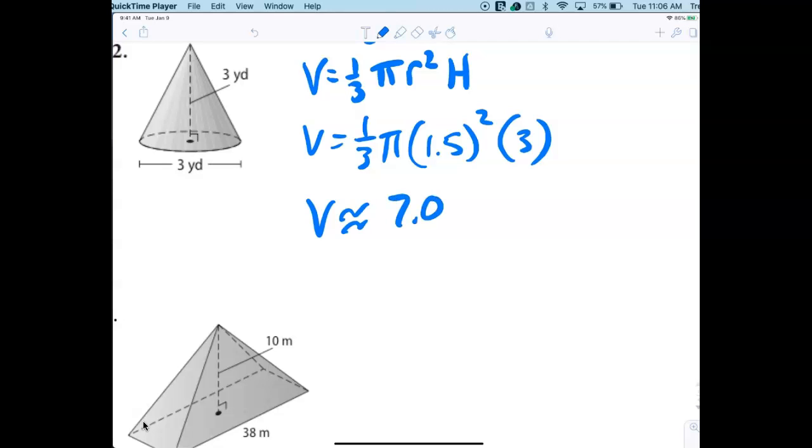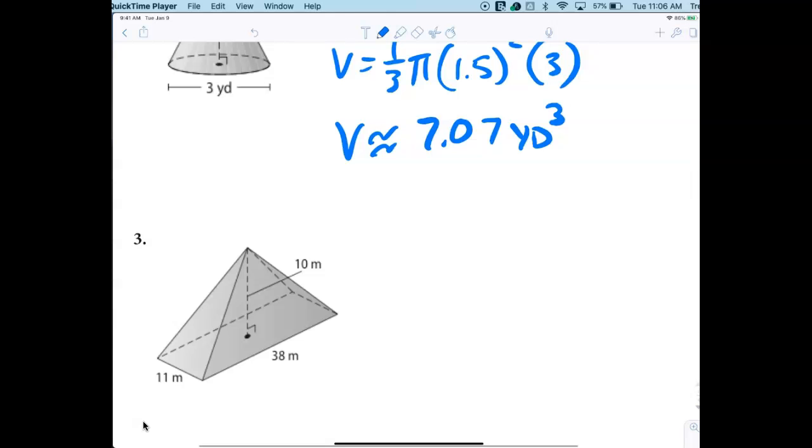About 7.07 what? Cubic yards. Yes. Anybody else get around 7.07? What's 1/3 in decimal? 0.3 repeating. Right? You knew that.